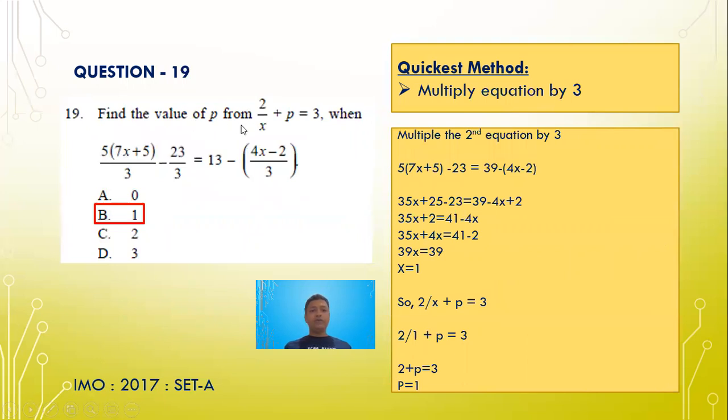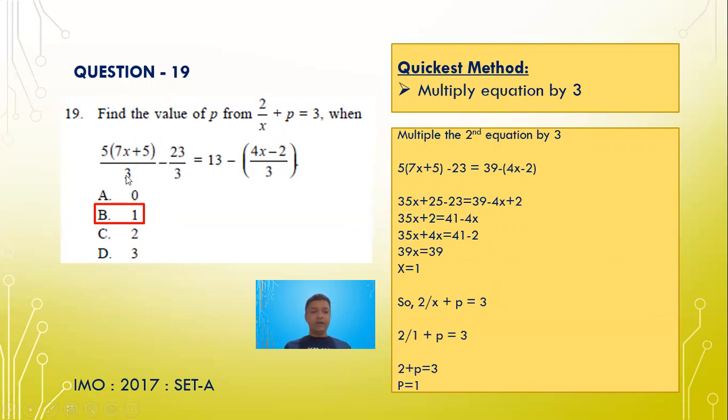Find the value of p from 2 upon x plus p is equal to 3, when 5 into 7x plus 5 upon 3 minus 23 upon 3 is equal to 13 minus 4x minus 2 upon 3. So again, for such questions, you multiply the whole equation by 3, isn't it?